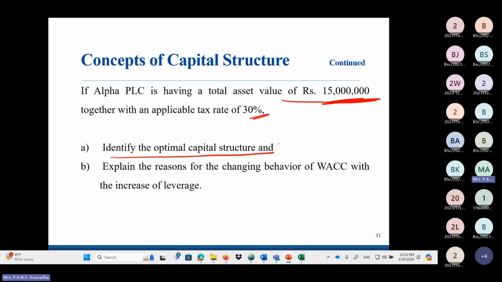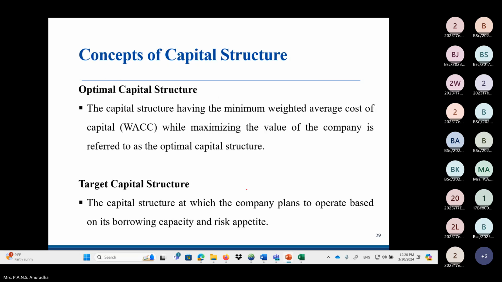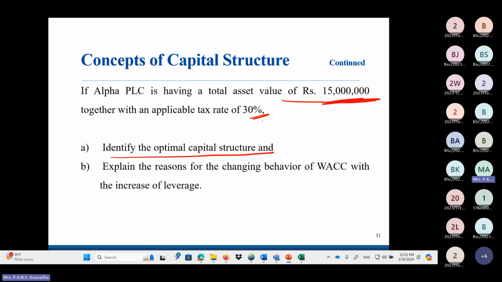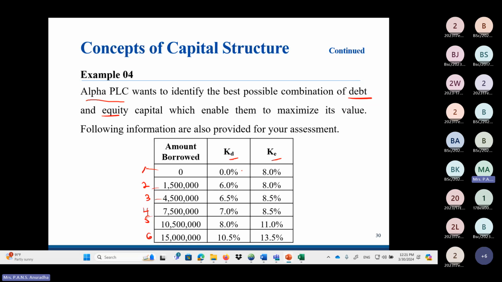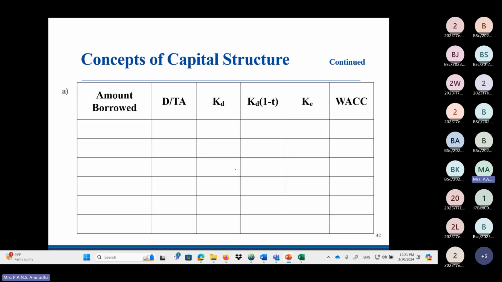So what you have to do is calculate the weighted average cost of capital for each of these capital structures. Last week we calculated the cost of capital. So for each of these capital structures, you have to calculate WACC. Here the tax rate is also given. Tax is 30%, so on an after-tax basis, you have to adjust the debt capital for the tax. I think you remember how to calculate that.